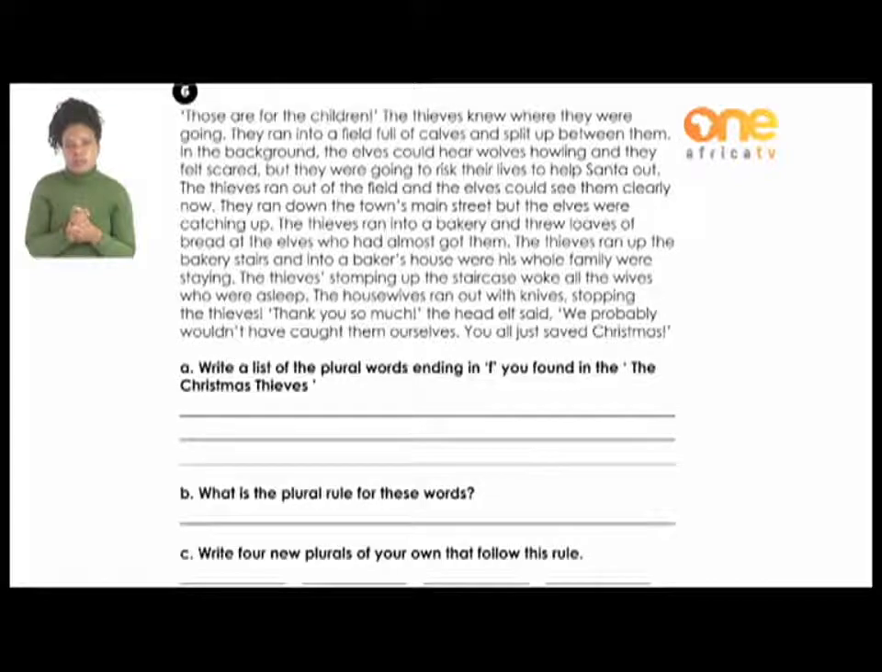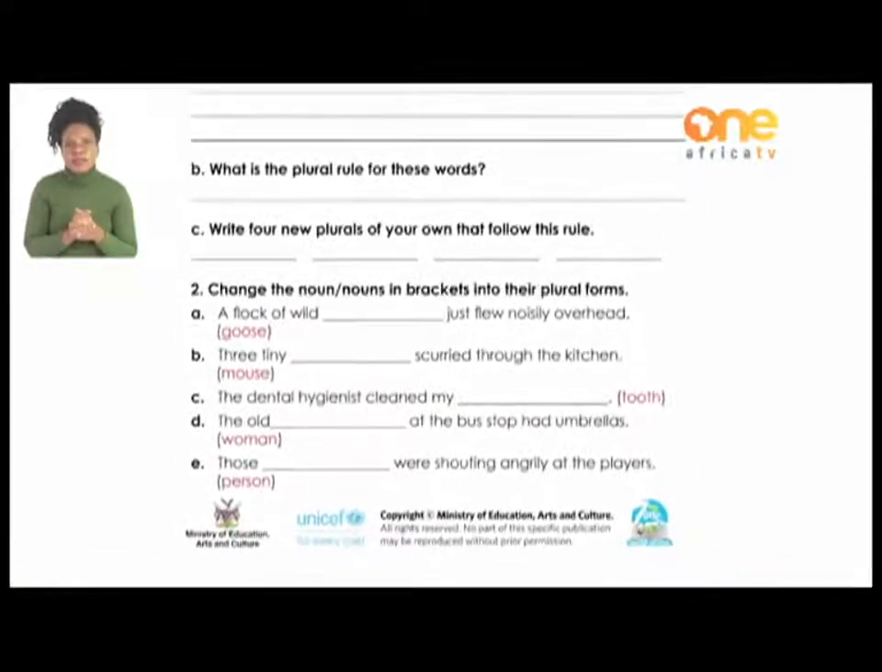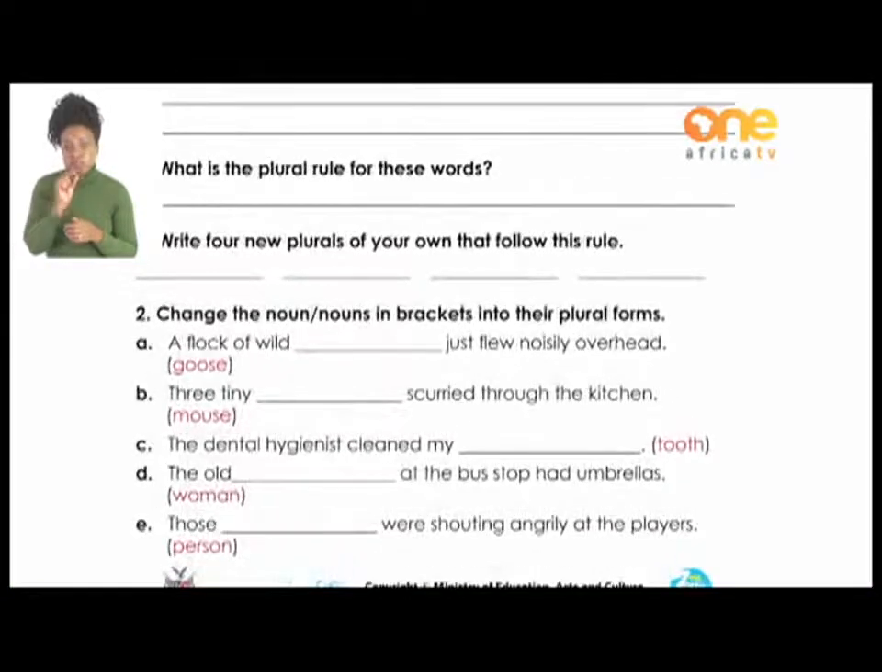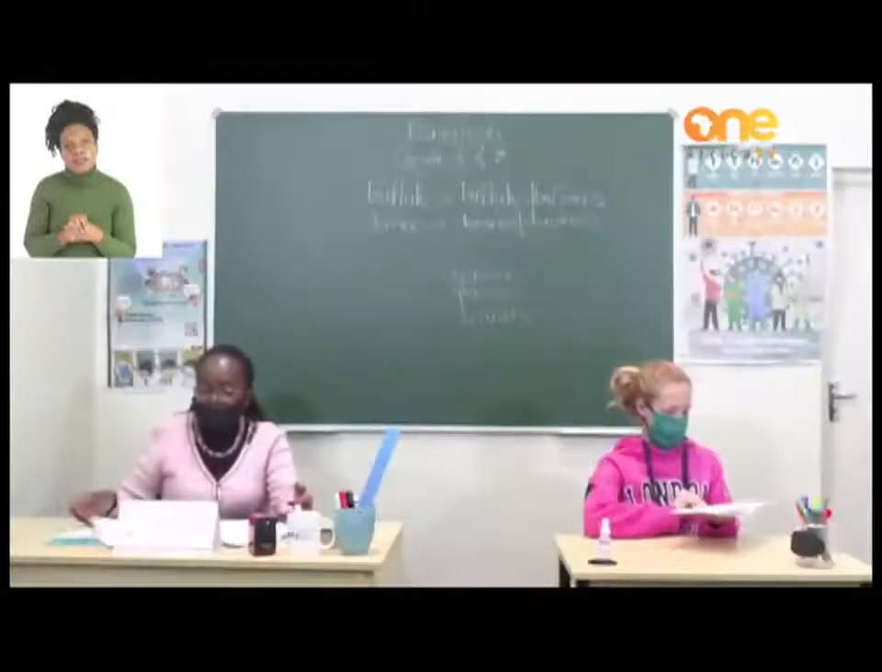Exercise 2 or activity 2, change the noun or nouns in brackets into the plural forms. We're only going to do the first 2. A, a flock of wild geese just flew noisily overhead. B, 3 tiny mice scurried through the kitchen. You can do the rest on your own. Page 7.